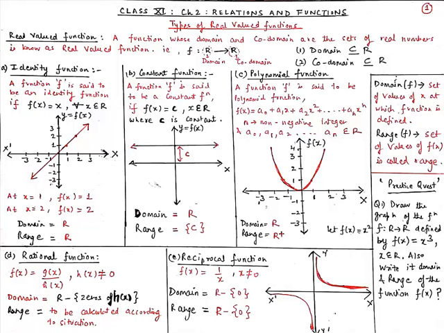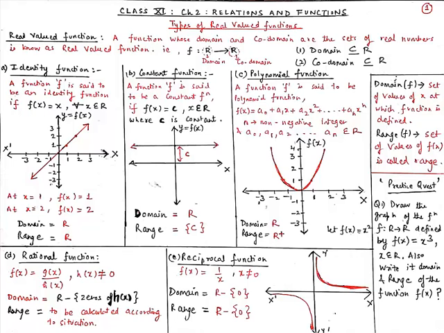And now our third real valued function is the polynomial function. Student, a function f is said to be a polynomial function. Let's say a polynomial function f(x) equals a0 plus a1x plus a2x squared plus, and so on, up to anx^n. Here n is a non-negative integer and a0, a1, a2 up to an belong to real numbers.